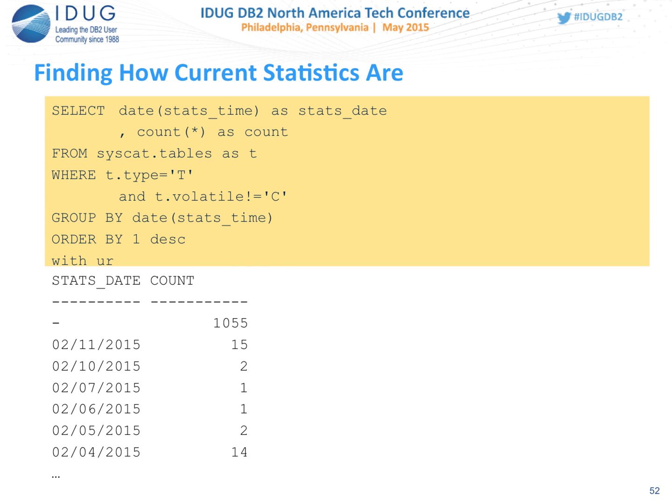So, finding how current statistics are. This is one I showed earlier in the presentation, simply looking by date, how many tables had run stats on that particular date. And this query is great for showing up missing run stats in a database where something has been significantly delayed or there aren't run stats done when they should be.